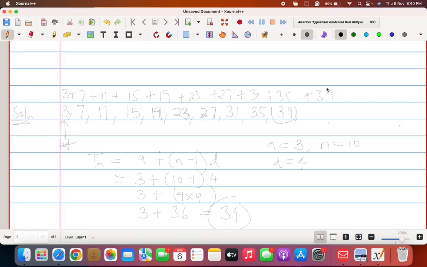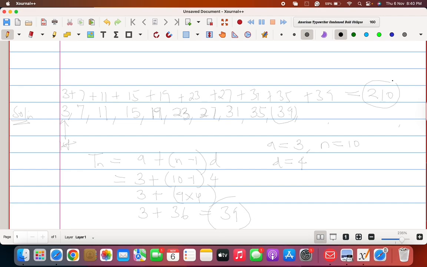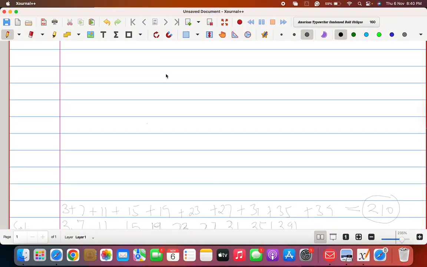So we have 3 plus 7 plus 11 plus 15 plus 19 plus 23 plus 27 plus 31 plus 35 plus 39. So I'm getting 210. I don't know if you have a calculator there. Okay, you can verify it by yourself. So we have the total as 210. Now this is basically adding up the first 10 terms. Now imagine doing all of this. This is very stressful. Imagine in exams you can't start doing all of this. So there is a formula for us to do this.